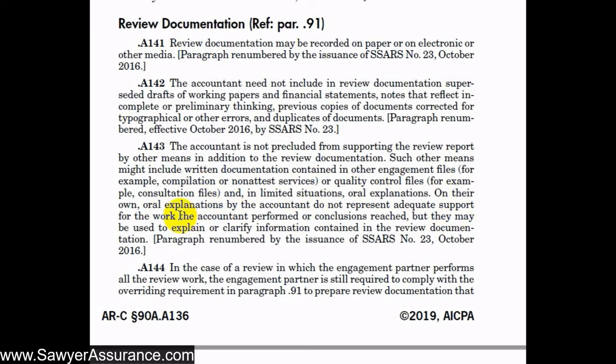So if we wanted to clarify some information, we could write up an explanation or a summary of a discussion that we had, but this in itself doesn't count as review evidence. Instead, it should support review evidence elsewhere and only really serve to clarify or explain the evidence that we've obtained.